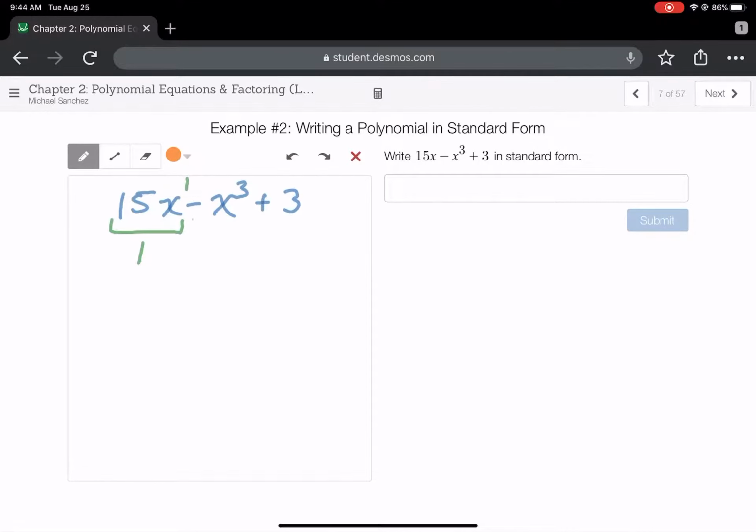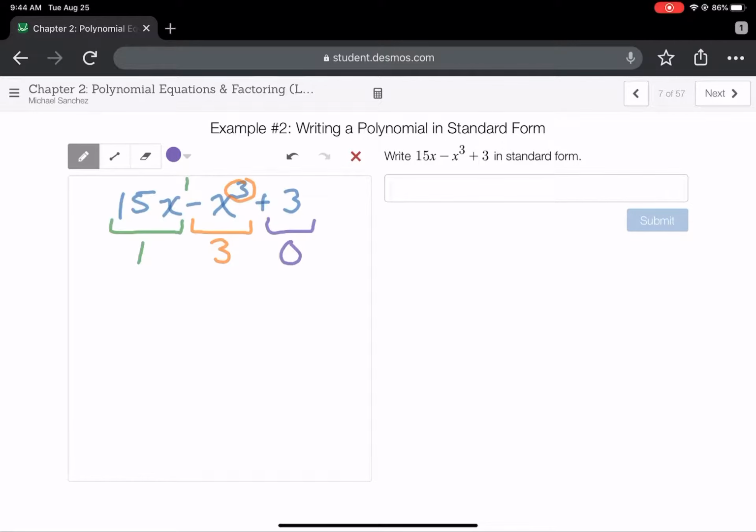Then this is a separate monomial. I'm going to add the exponents of all the variables. So that's 3. And then lastly, we're going to go over this term down here, which doesn't have a variable. So the degree of this is 0.